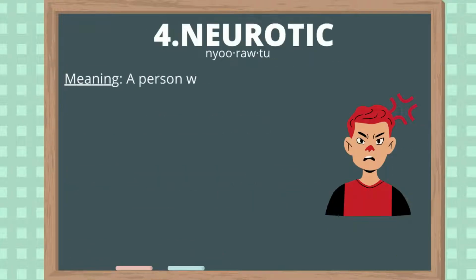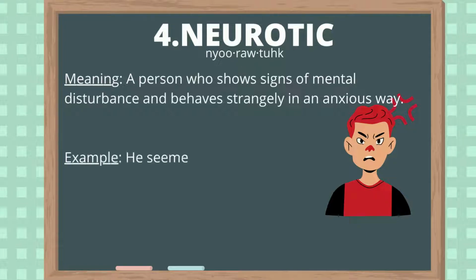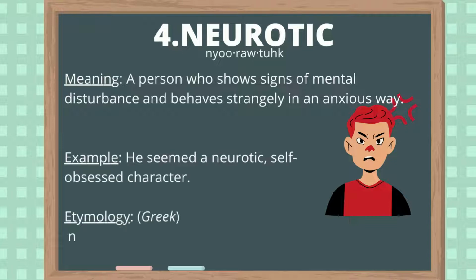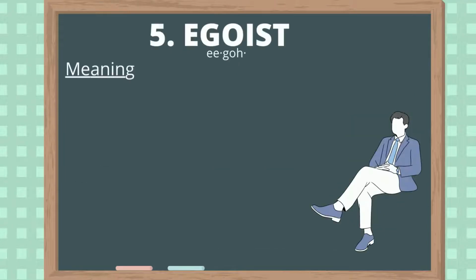Number 4. Neurotic. A neurotic person is someone who shows signs of mental disturbance and behaves strangely in an anxious way. For example, he seemed a neurotic, self-obsessed character. The word neurotic has been derived from Greek words neuro, which means of nerves or the nervous system, otic, which means abnormal condition.